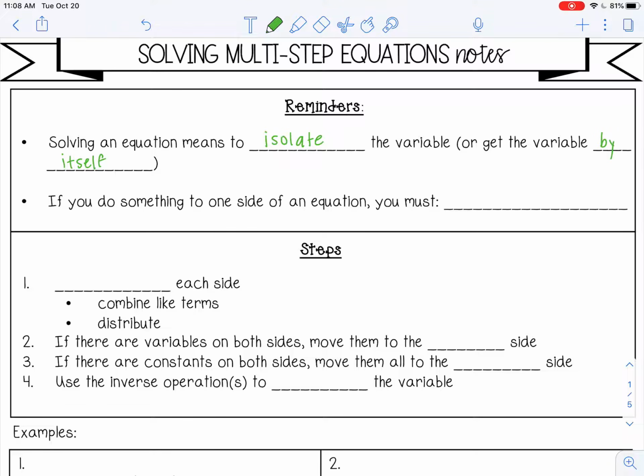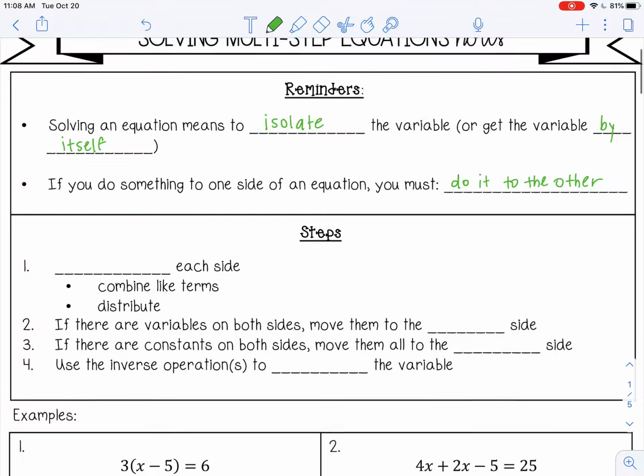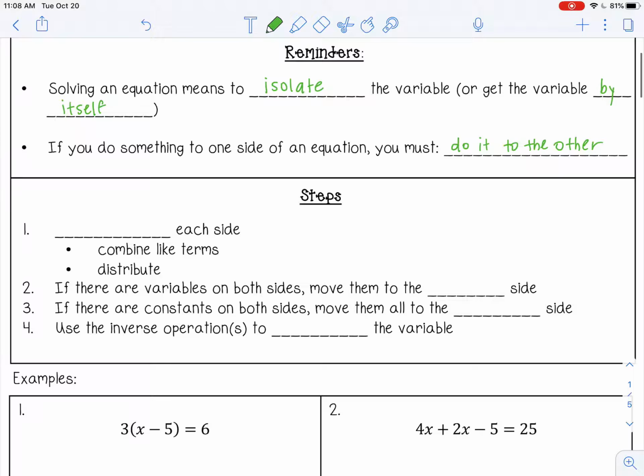Also remember, if you do something to one side of the equation, if you add or subtract, multiply or divide, if you do anything to one side, you need to do the same thing to the other, because you want to keep the equation true and balanced. Okay, so here are some steps that will help you to solve equations.